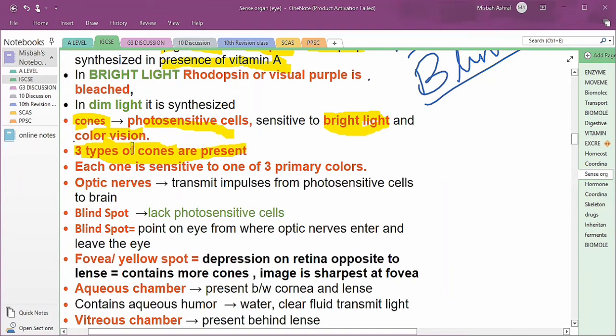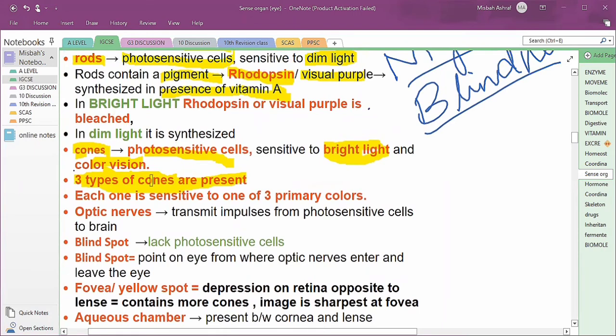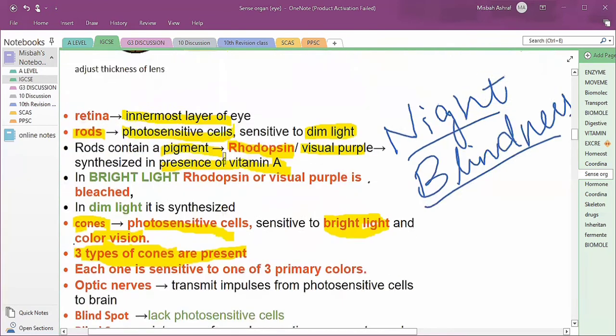अच्छा, इसमें भी बेटा जो cones हैं, they also work in the same manner as the rods work. There is also one pigment that is synthesized in the presence of sunlight, so we are able to see in the bright light. ठीक है, अच्छा, rod और cone हो गए.